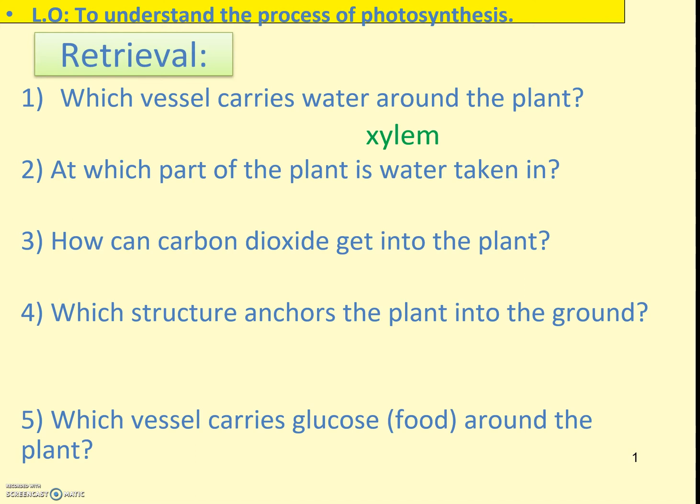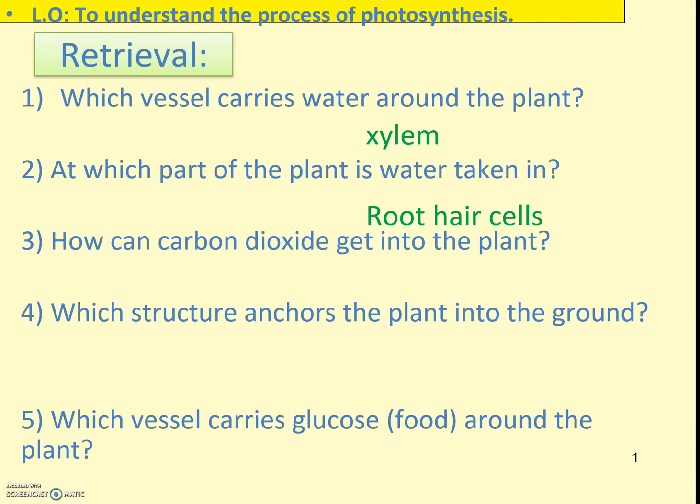Number 2 says, at which part of the plant is water taken in? That would be through the root hair cells that we learned about in the previous lesson. They have a large surface area just for these purposes.